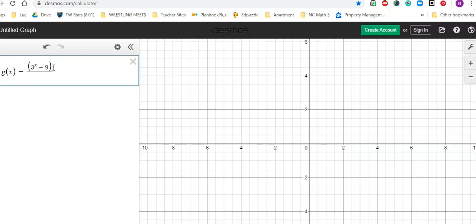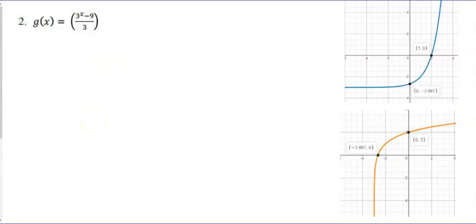/, there we go, divided by 3. So I needed to use parentheses in this top part to make sure that this whole thing was divided by 3. So just wanted to show you that real quickly.